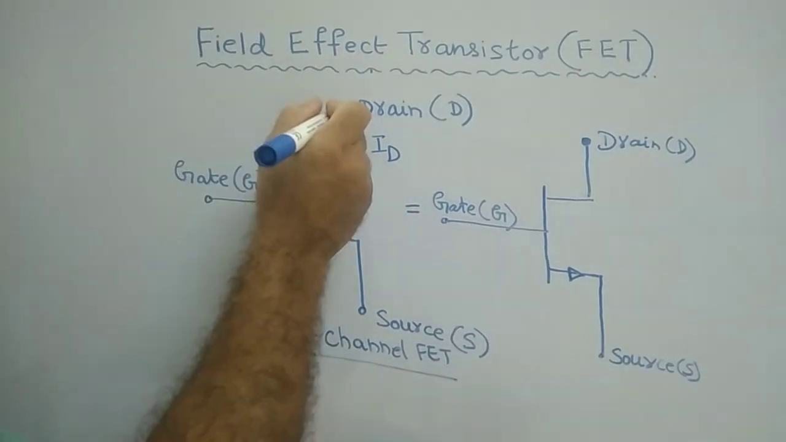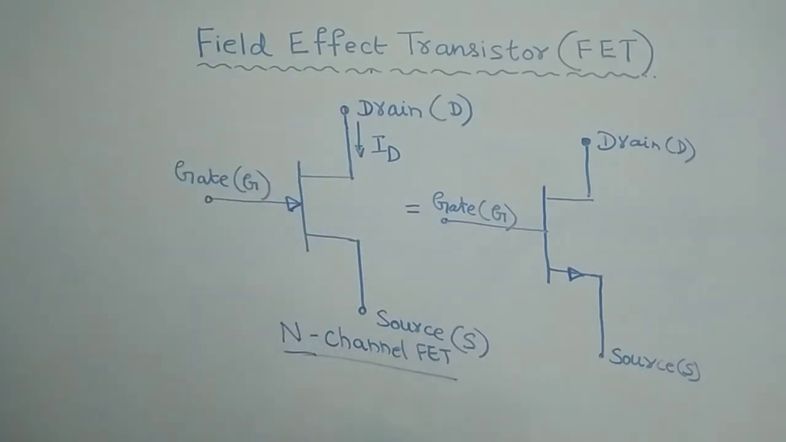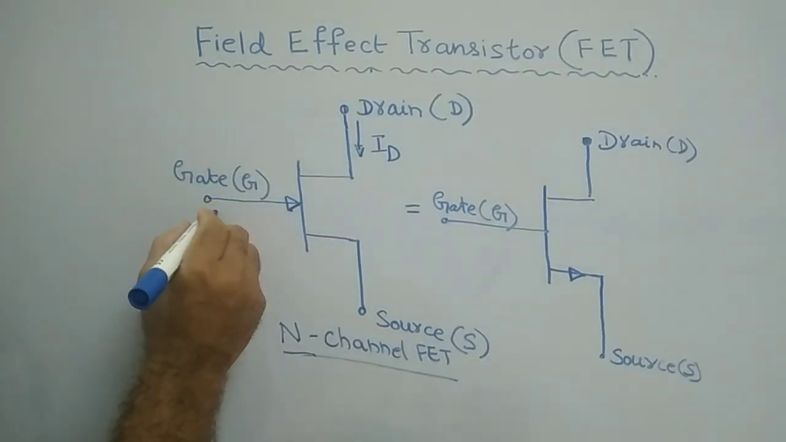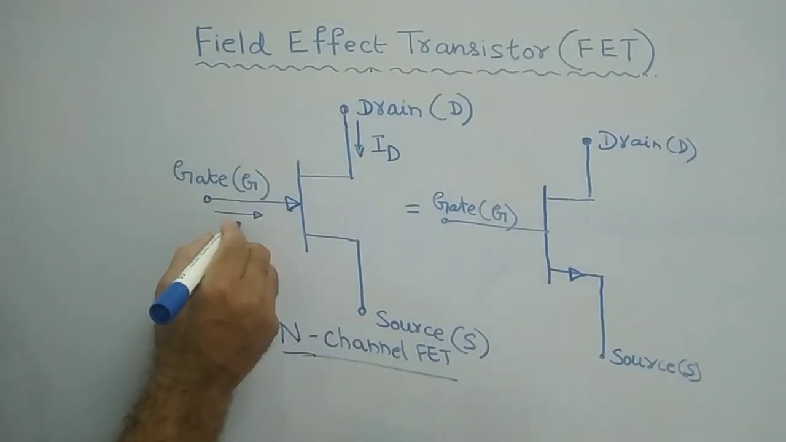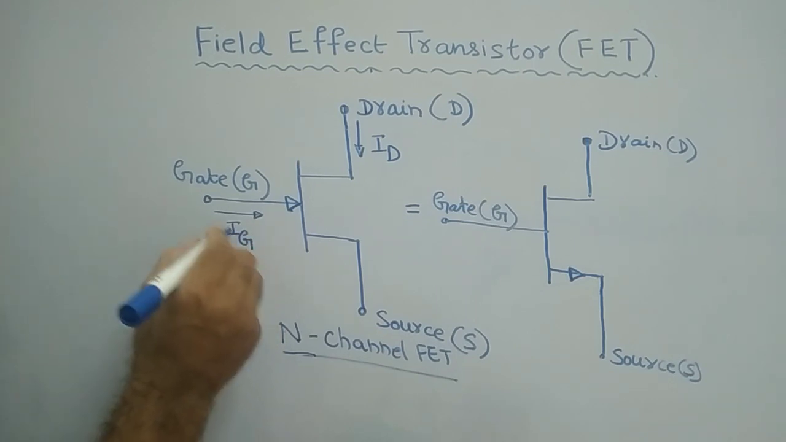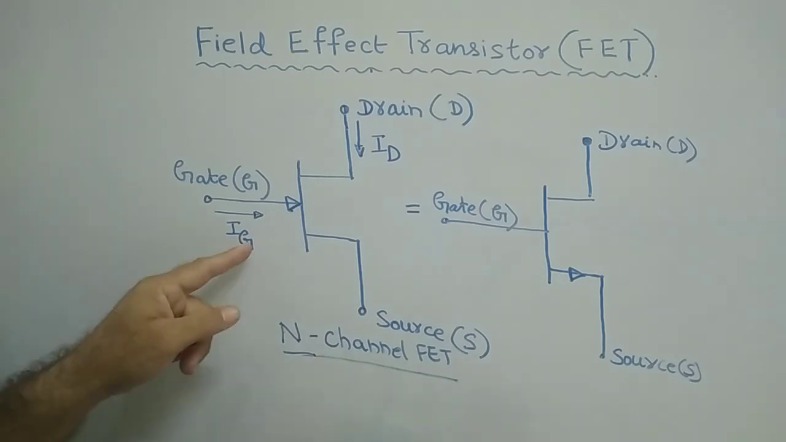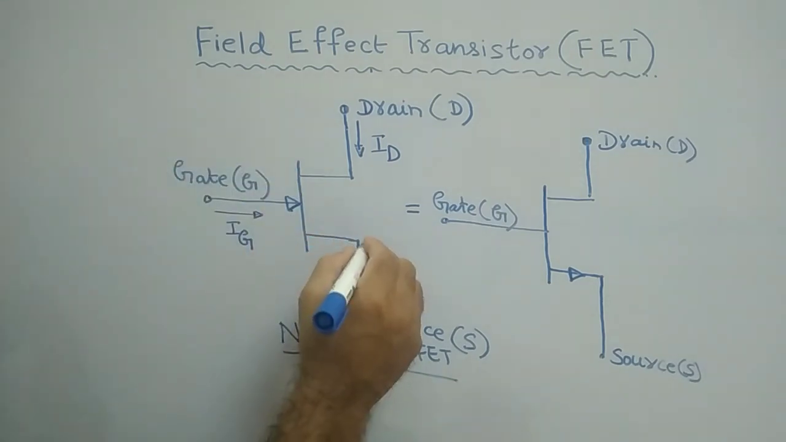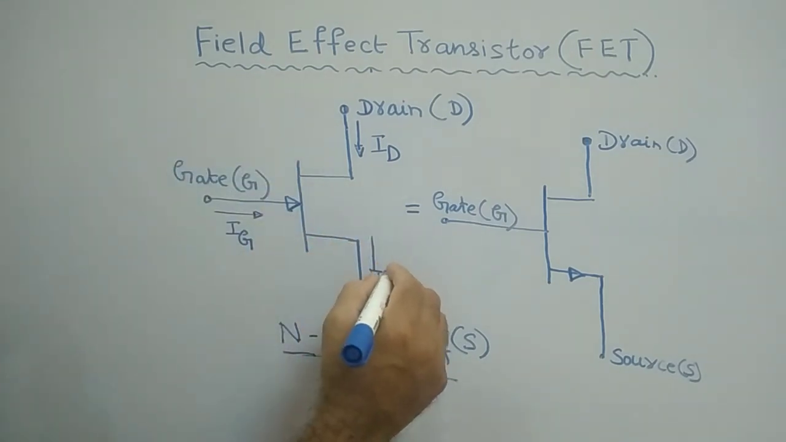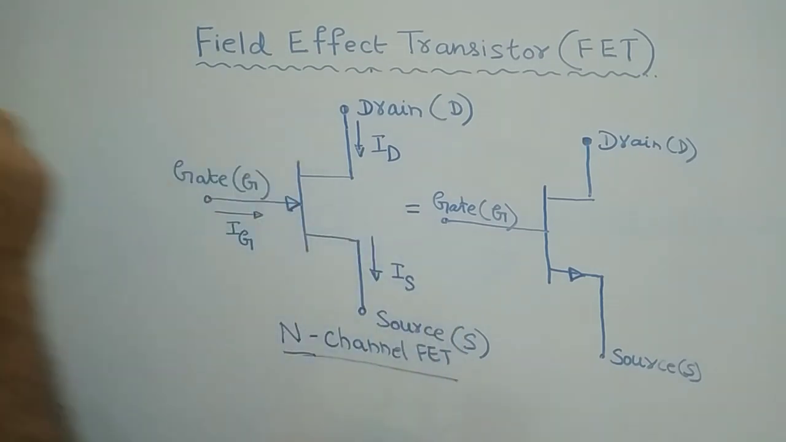So that is the current flowing through the drain terminal. Similarly, the current flowing through this gate terminal is called the gate current, I suffix G. Similarly, the current flowing through this source is called IS, the source current.